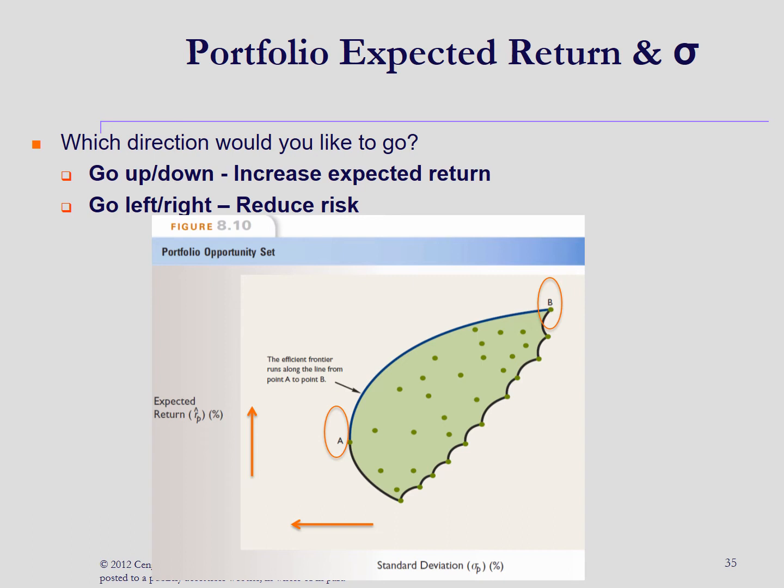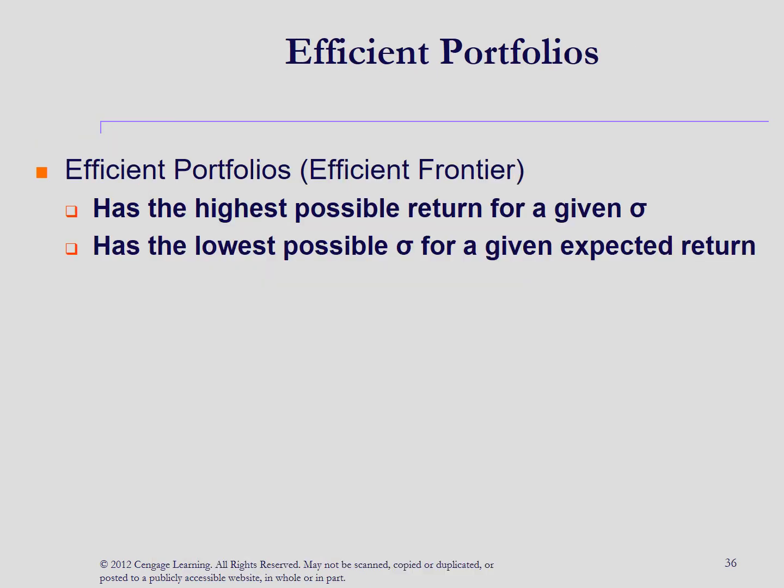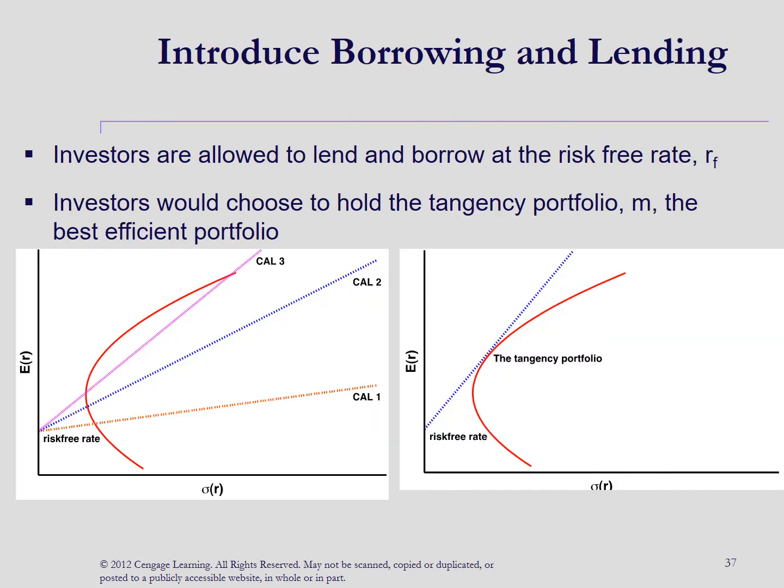Rational risk-averse investors will only consider portfolios on the efficient frontier because it provides the lowest risk assumed per unit of expected return. This slide reviews the definition of efficient portfolios we just discussed in the previous slide. From our discussion of the previous slide, we know that rational risk-averse investors will only consider portfolios on the efficient frontier. Investors now are allowed to lend and borrow at the risk-free rate.